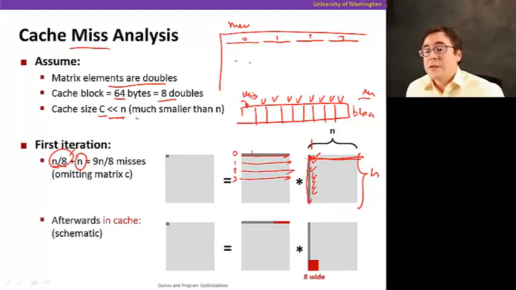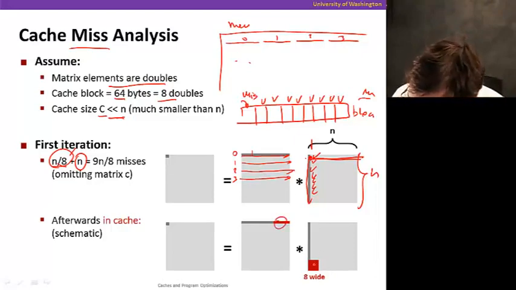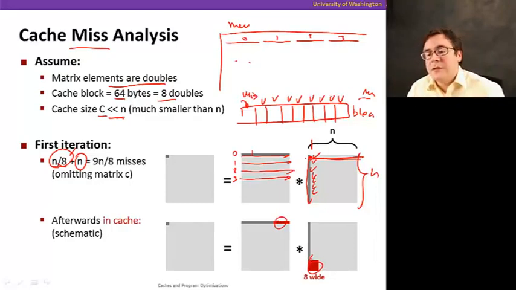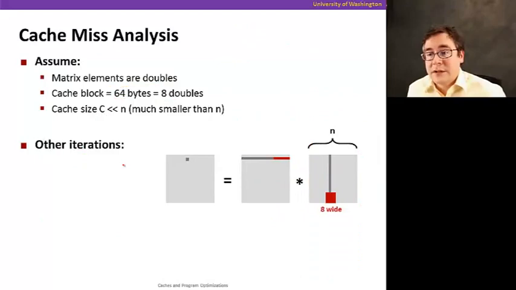Okay. So, and then when we are done with this iteration, only this part and this part here is going to be in the cache. And why is it? It's just because we just read the first element and everything else we didn't read. Okay? Great. So we're going to have 9n over 8 misses for the first iterations.